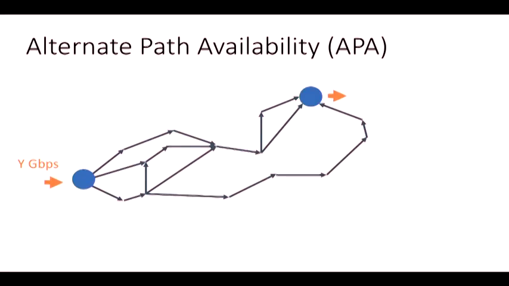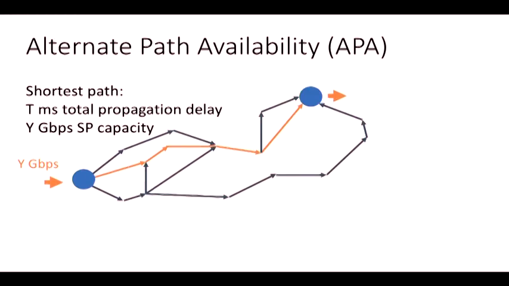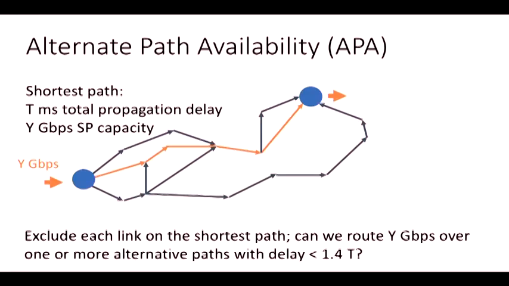Well, here we have a very simple network, and we're going to only focus on 2 POPs. And we're going to try to fit y gigabits per second of traffic between those 2 POPs. Why y gigabits per second? Because this is the capacity of the shortest path between those. And then keep in mind that the shortest path in this case has t milliseconds of propagation delay.